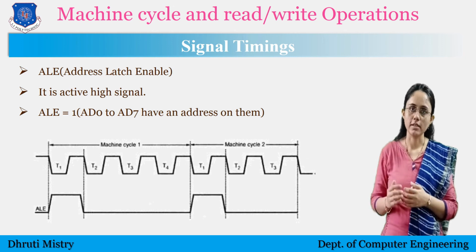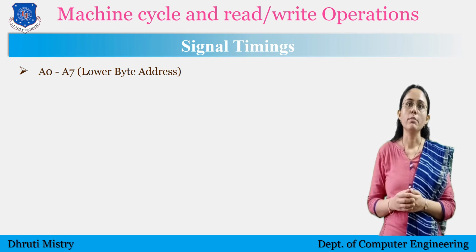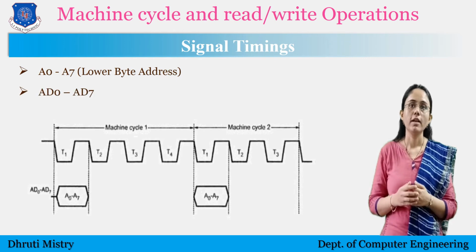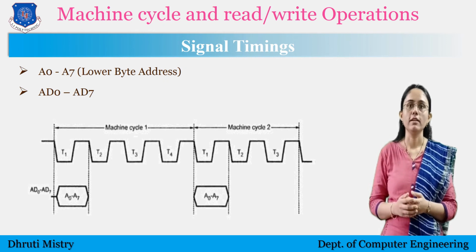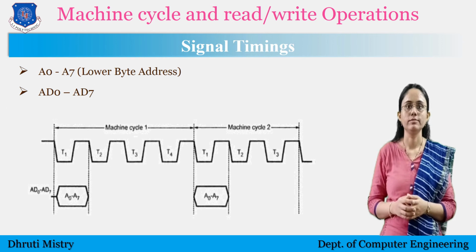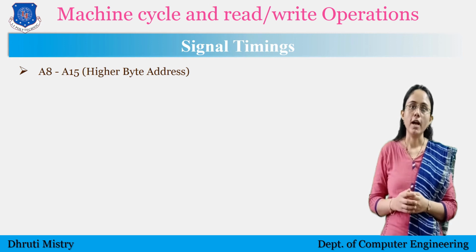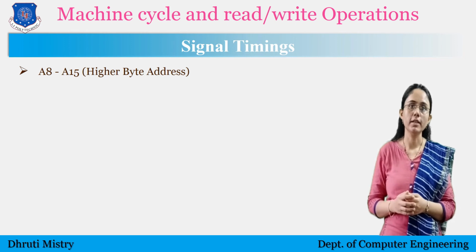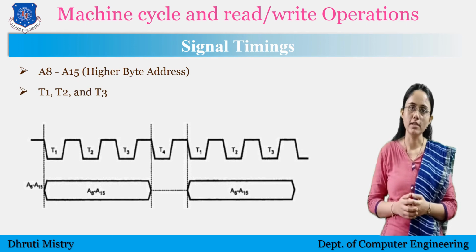and it remains active in the T1 state. Next, A0 to A7, that is the lower byte address. This is available on the multiplexed address or data bus AD0 to AD7 during the T1 state of each machine cycle, because during this state the value of the ALE pin is 1. Next, A8 to A15. The high order byte of an address is available on this A8 to A15 address bus during T1, T2 and T3 states of each machine cycle.